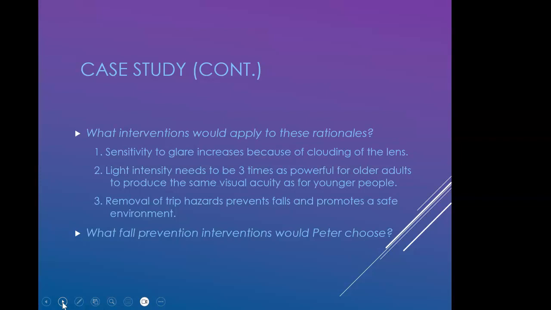Basically, sensitivity to glare increases because of clouding of the lens. Light intensity needs to be 3 times as powerful for older adults to produce the same visual acuity, or ability to see sharpness, as for younger people. Removal of trip hazards prevents falls and promotes a safe environment.